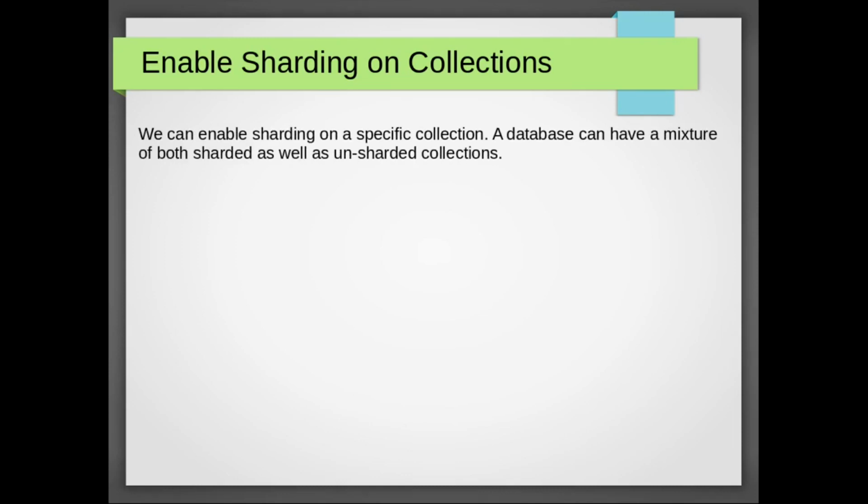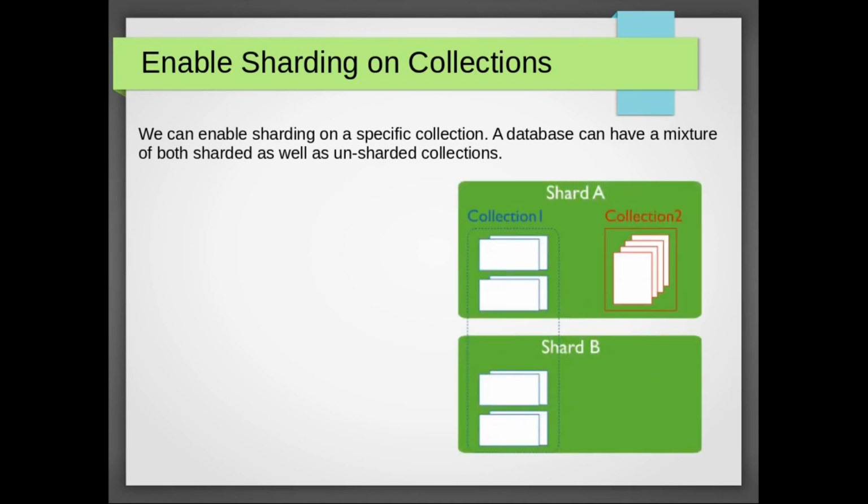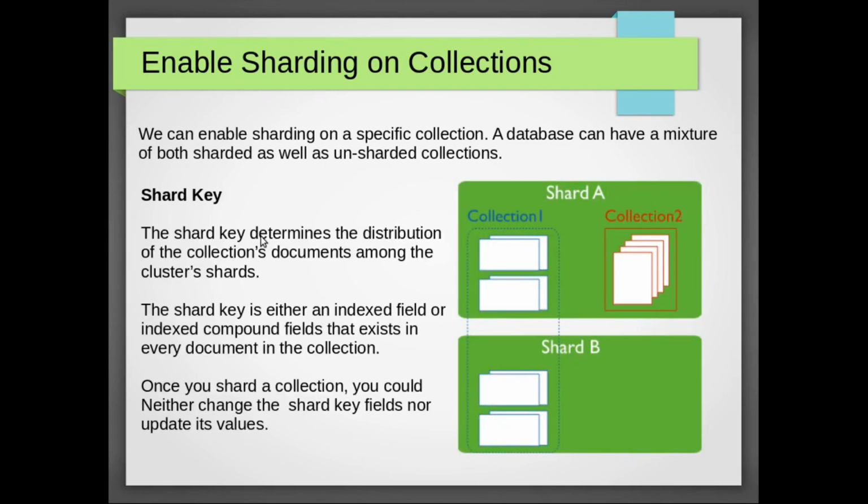We can enable sharding on a specific collection, and a database can have a mixture of both sharded as well as unsharded collections. To enable sharding on a collection, we need a shard key. Actually, the shard key determines the distribution of the collection's documents among the clustered shards. A shard key could be an indexed field or an indexed compound field which exists in every document of the collection. Please note that once you shard the collection, you can neither change the shard key fields nor update its values. Actually, the selection of the shard key affects the overall efficiency and performance of operations within the sharded cluster.